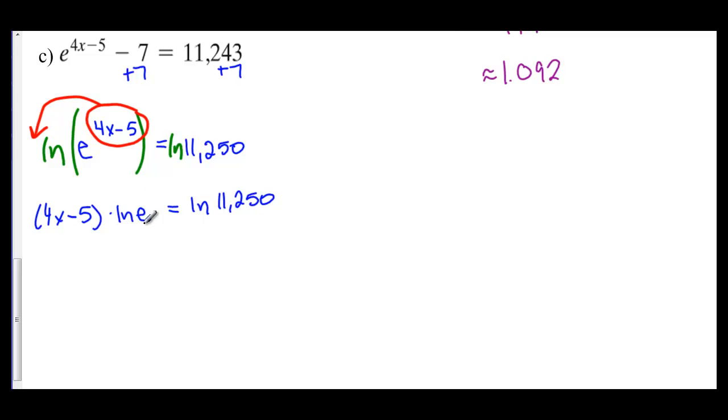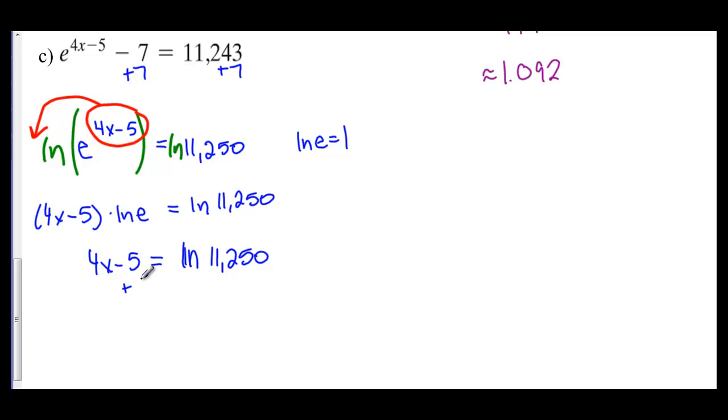But I want to remind you that the natural log of e is the same thing as 1. So this is the same as multiplying by 1, which means we don't need that. So we just have 4x minus 5 equals the natural log of 11,250.